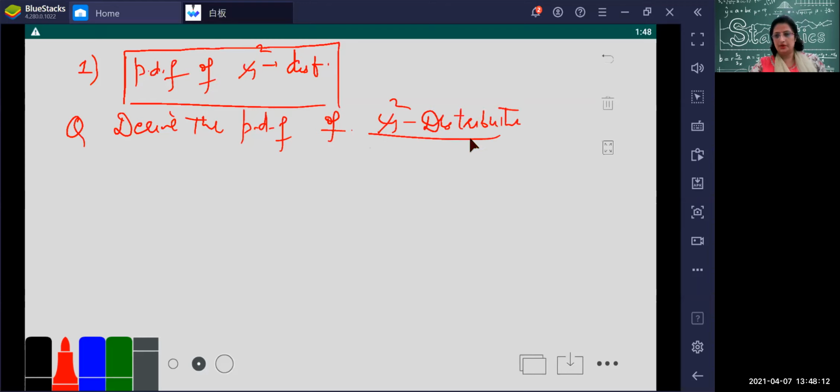Like the normal distribution, chi-square is a continuous distribution, since we are talking about a PDF. Binomial and Poisson distributions have a PMF, probability mass function. That is the difference between a probability density function and a probability mass function. Now, how to derive the PDF? We will derive the PDF of chi-square distribution by the method of moment generating function.